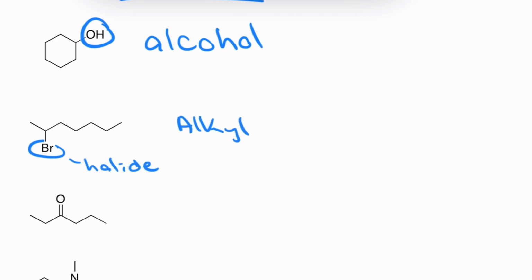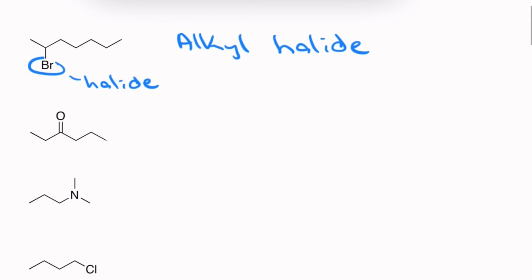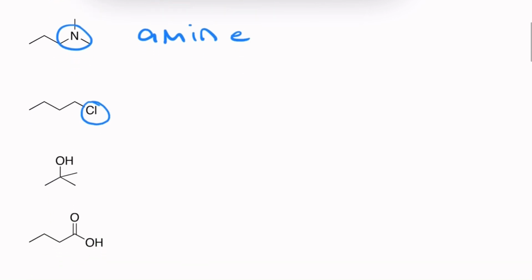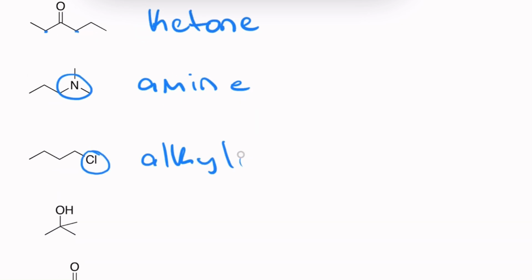It's an alkyl halide. The next one I didn't cover, but when you see a double bond O connected to just carbons, it's a ketone. Remember this. The next is nitrogen surrounded by just carbons, so it's an amine. I see another halide, so it's an alkyl halide. I would ask your teacher how to write it, because sometimes they might want chloride at the end.